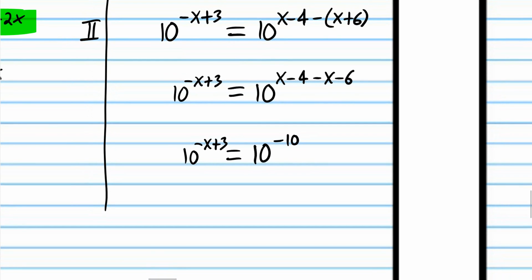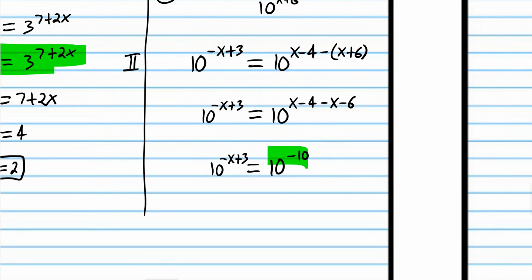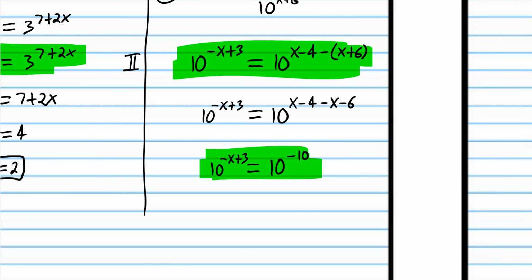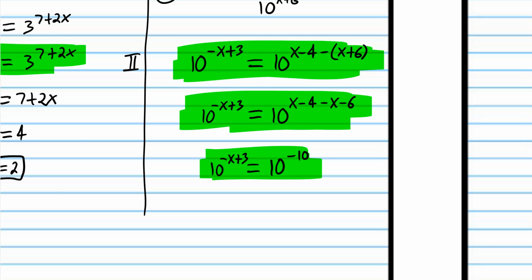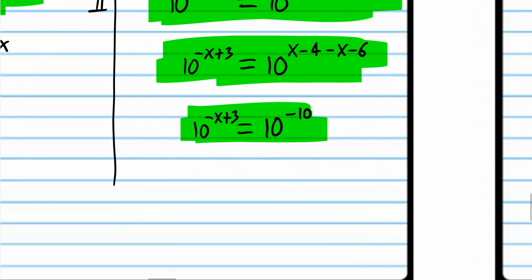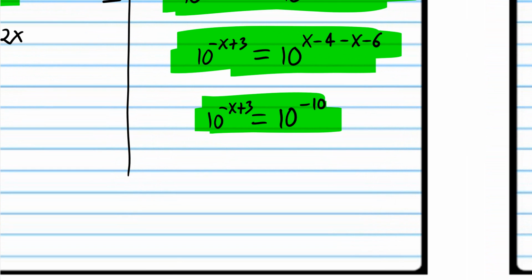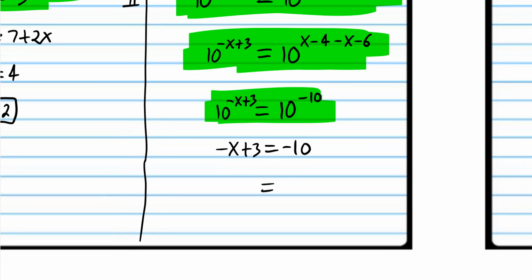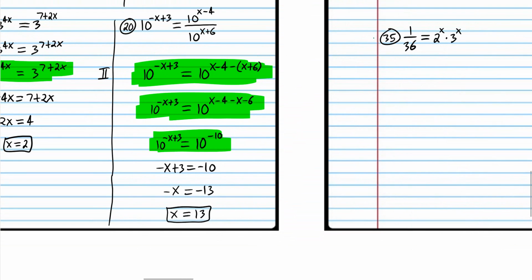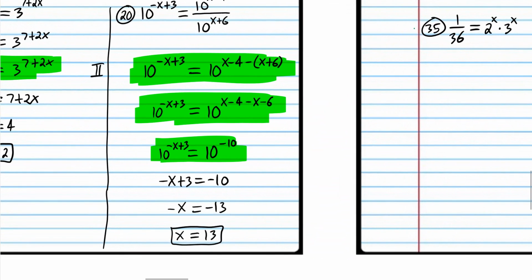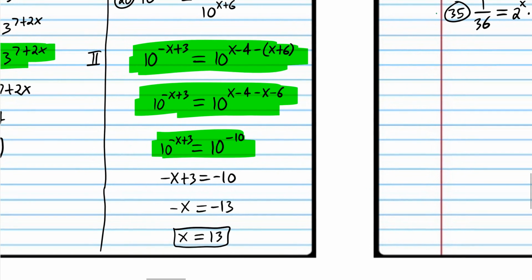And so now we're at that critical point where we're going to get rid of the bases. So we have -x plus 3 is equal to -10. And then subtract 3 from both sides. We get -13 is equal to -x. Divide both sides by -1, or you can multiply both sides by -1. It doesn't really matter. We get x is equal to 13. So if you made a few mistakes there, that's okay, as long as you know how to do it now.